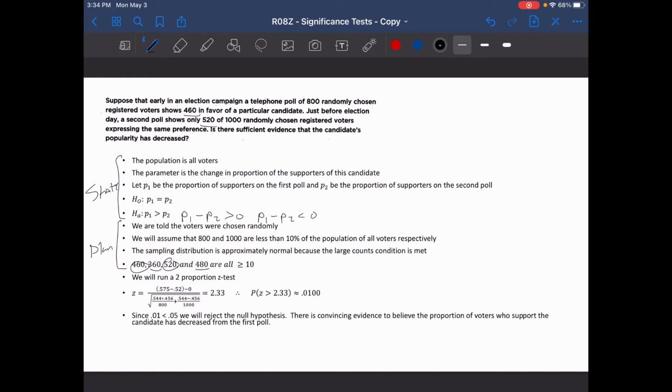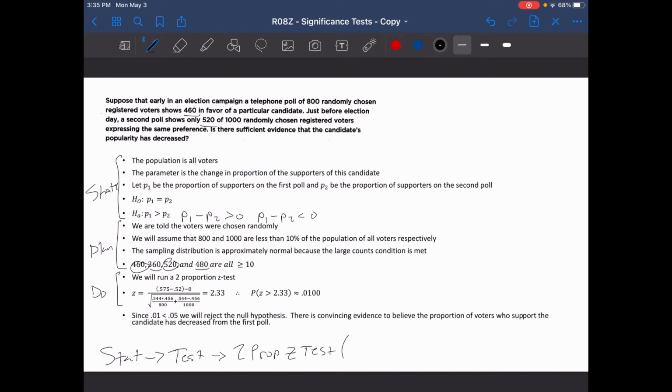From there, we would run a two-proportion z-test, so that's going to be our do, and again, you can find that in stat, tests, and 2 proportion z test. Sorry, it's 2 proportion z test, yes, that's right.